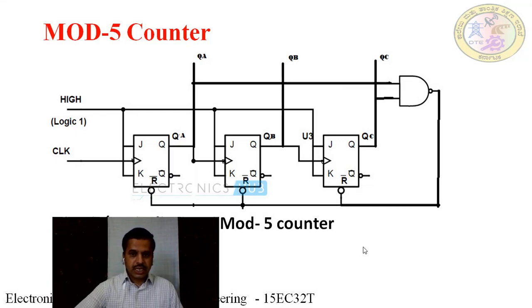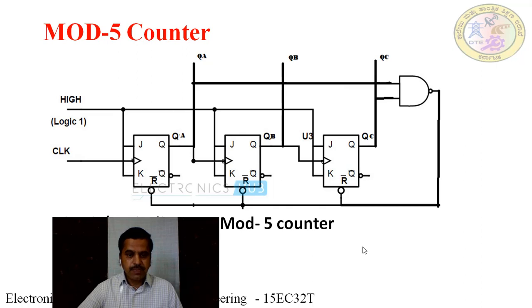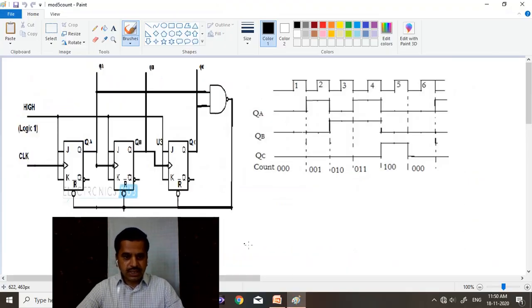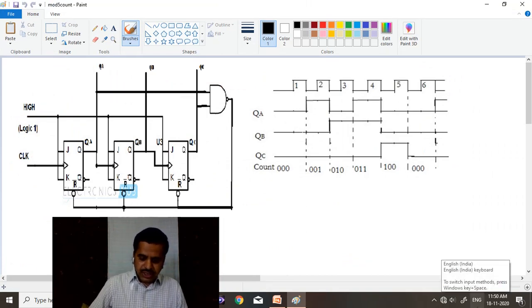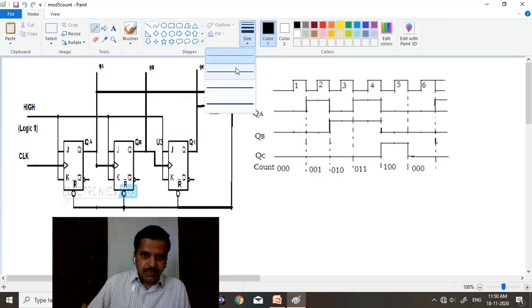Now let us discuss the construction and working of the mod 5 counter. This is the logic diagram, truth table and waveform. You can see how it works here. We have calculated that it requires 3 flip-flops for construction. Here I have taken the JK flip-flop for operation.